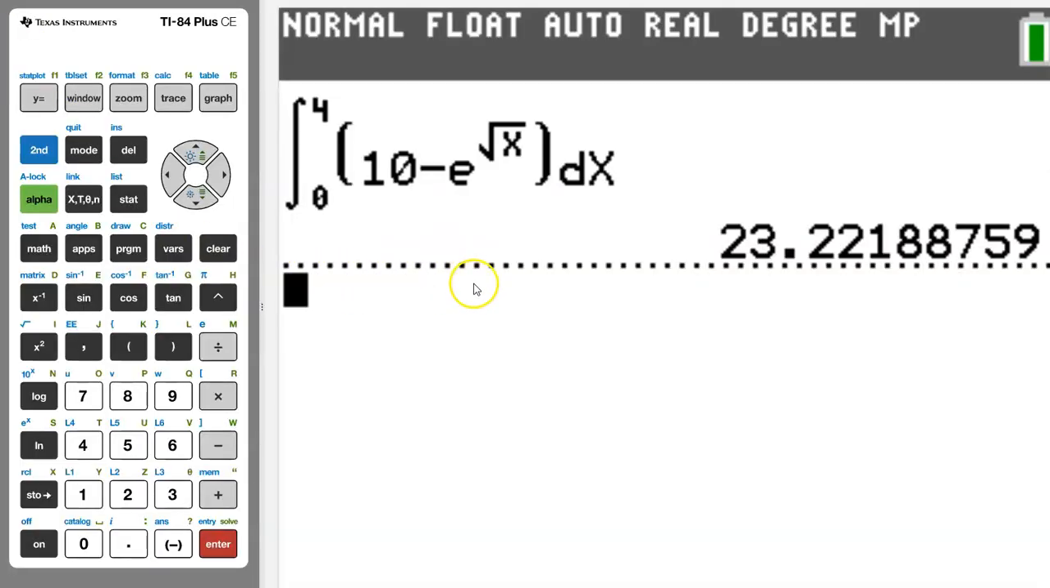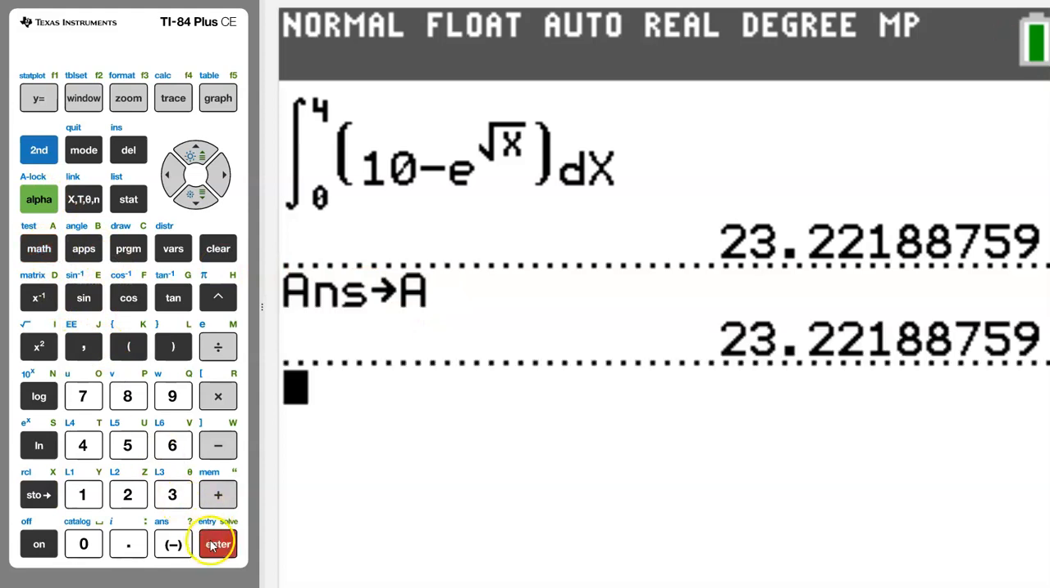Free response questions on the AP exam always come in multiple parts, and sometimes an answer that you found in part A will be needed in a later part. So it's a good idea to save your answer and store it on your calculator. So if I hit the store button, I can assign this entire decimal to a letter. I'm just going to use the letter A. So if I do alpha A and enter, I have now stored this entire decimal.